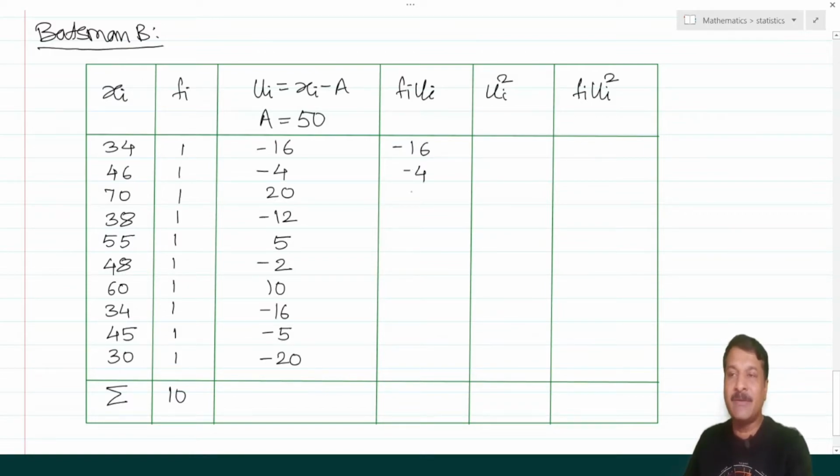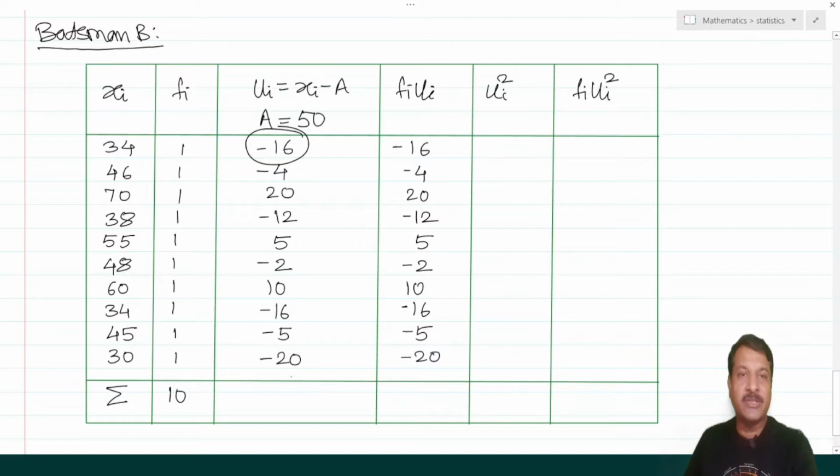Fi ui, because fi is 1, ui square. So what is the square of this? Square always positive. So minus 16 square, 256. Then minus 4 square, 16. 20 square, 400.